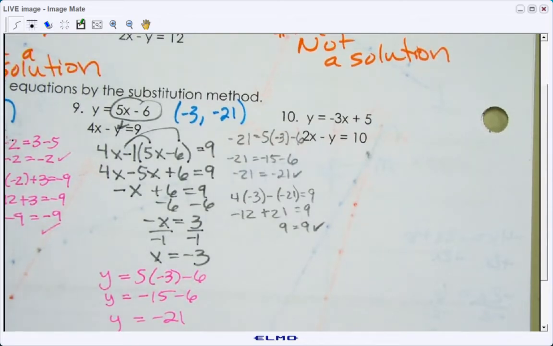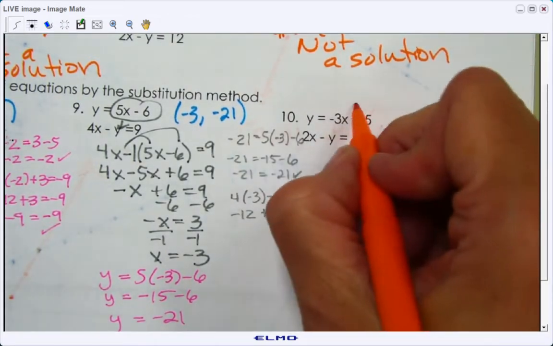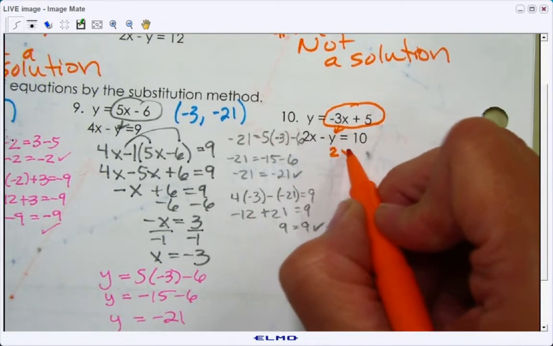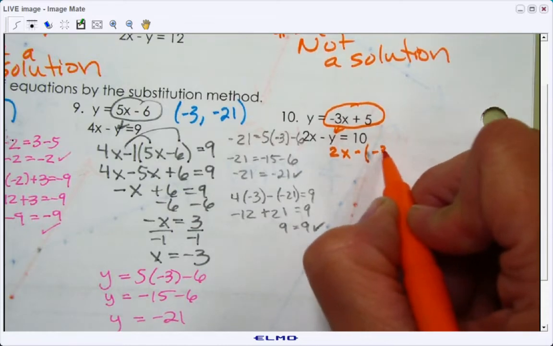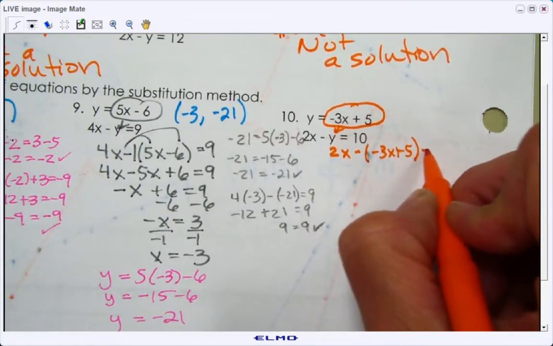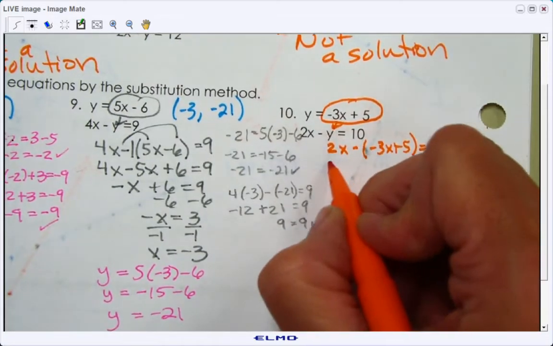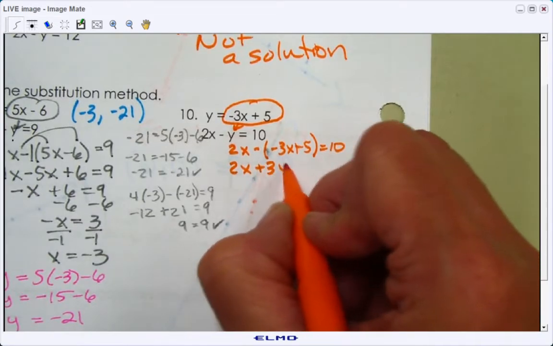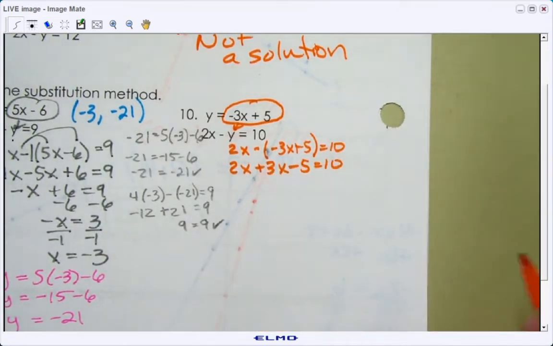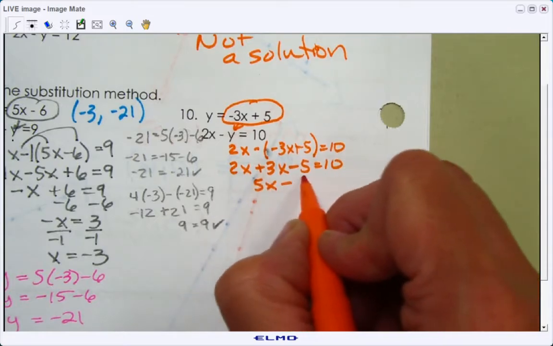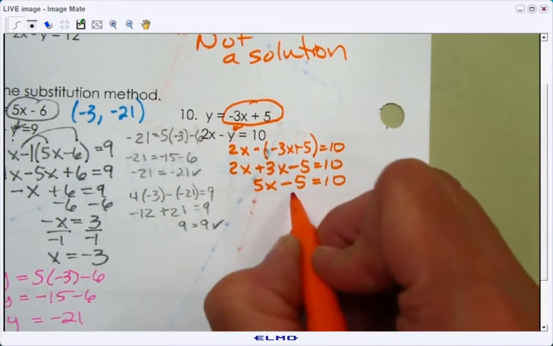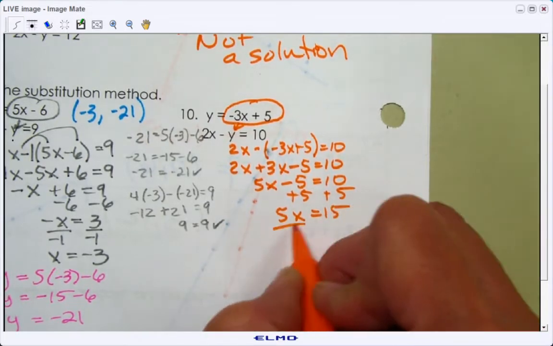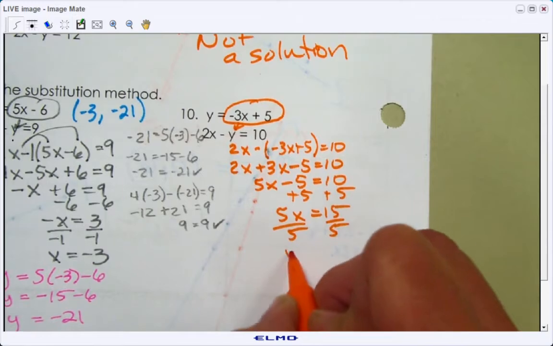Okay. So this next one, I know I didn't leave a lot of space. Sorry about that. Plug it in there. So I have 2y minus, parenthesis, negative 3x plus 5 equals 10. So 2x, remember I need to distribute that negative. So 3x minus 5 equals 10. So 5x minus 5 equals 10. I add 5 to both sides of the equal sign. 5x equals 15. Divide by 5 and get x equals 3.